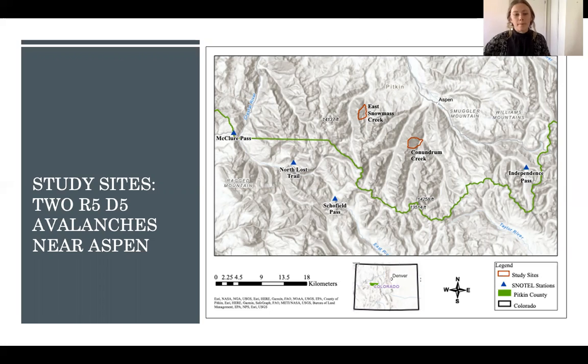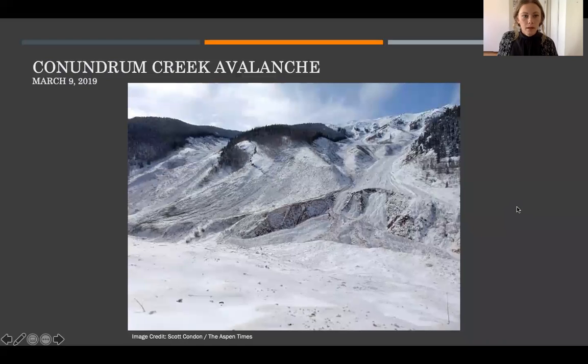So this is a map I made of the study sites and also the SNOTEL stations that I chose. The study sites were located near Aspen in Pitkin County, and they were relatively close to each other, which does make sense because they probably had very similar snowpack conditions and experienced similar snowfall events. So these are the 4 SNOTEL stations that I chose, and those were the 4 closest to the avalanche paths.